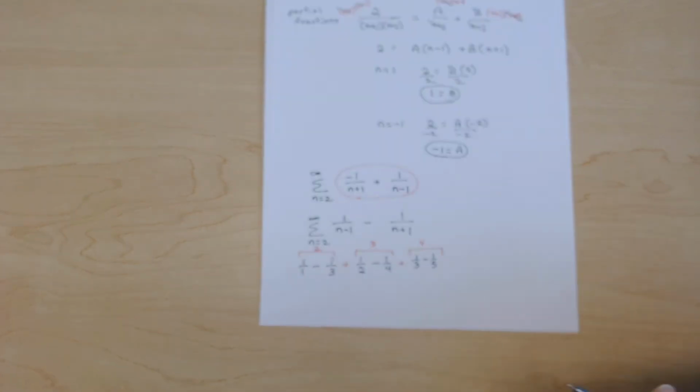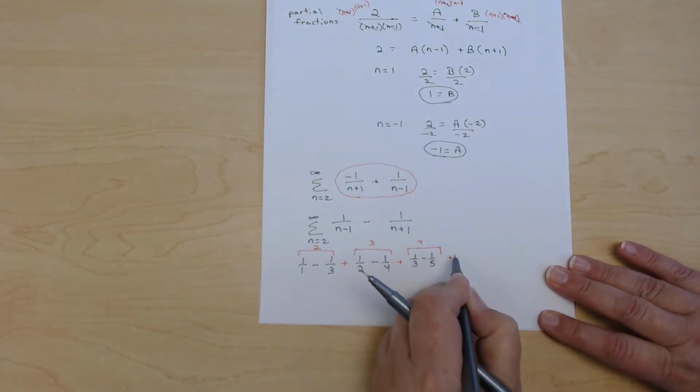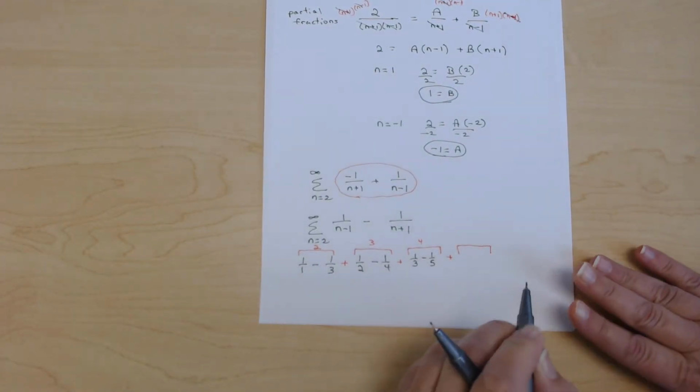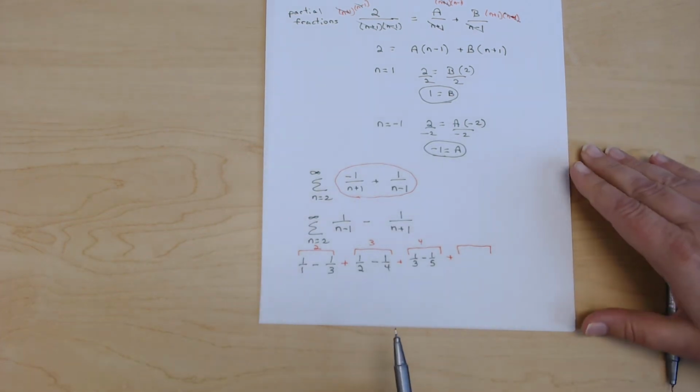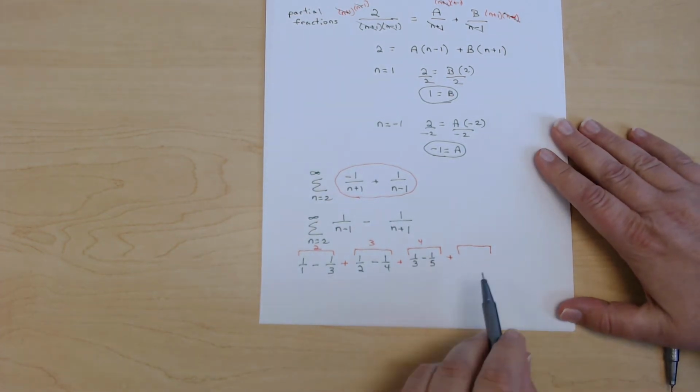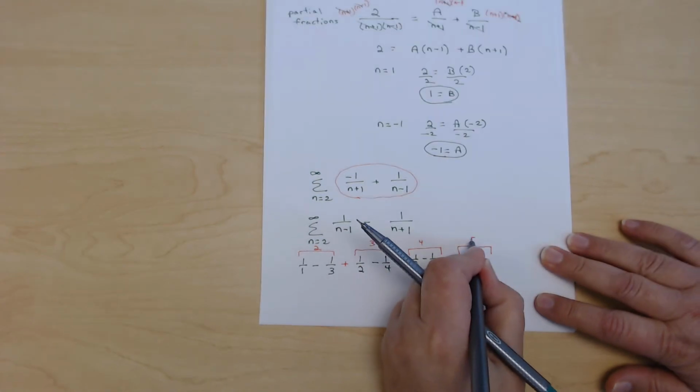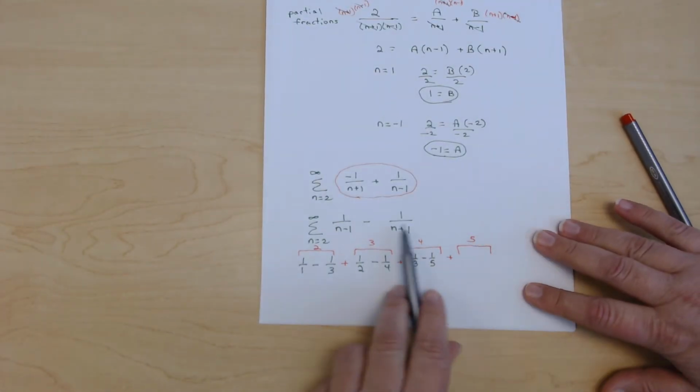Plus, now I'm going to plug in a 5. Maybe I should have written a little smaller. Can we see? Yeah, we can see. When I plug in a 5, I get 1/4, minus 1/6.